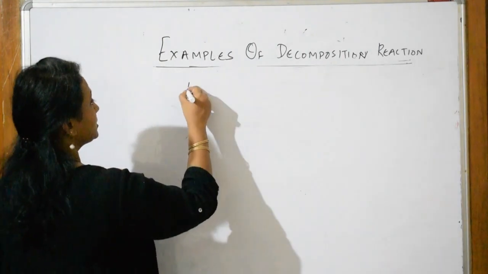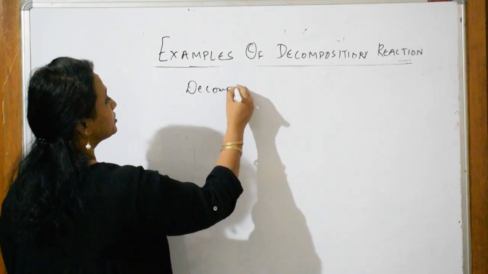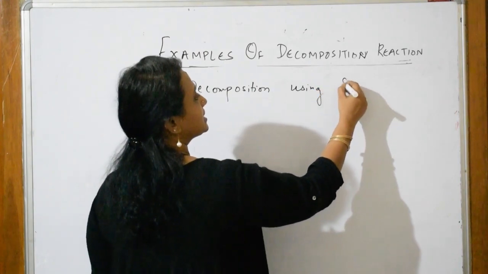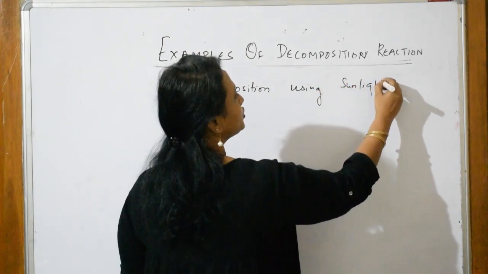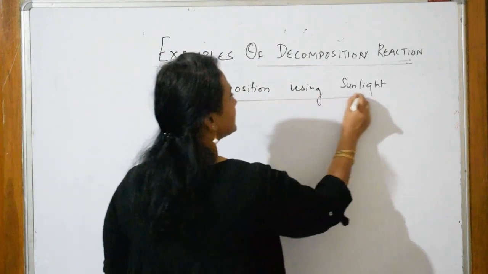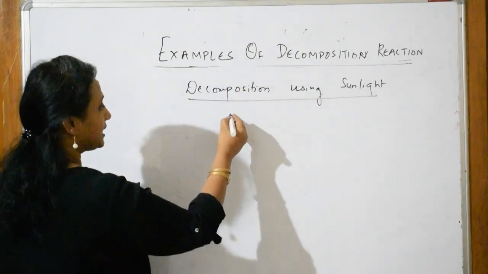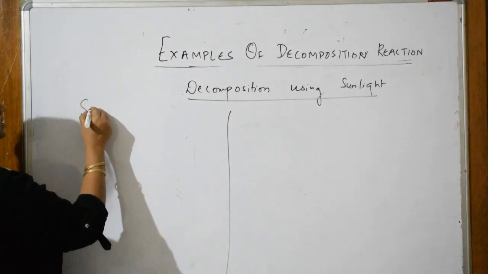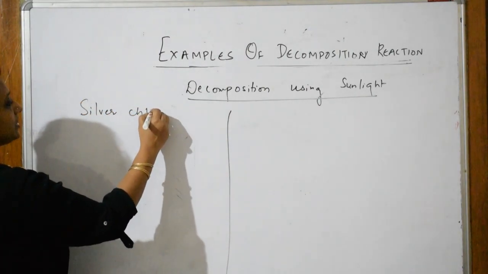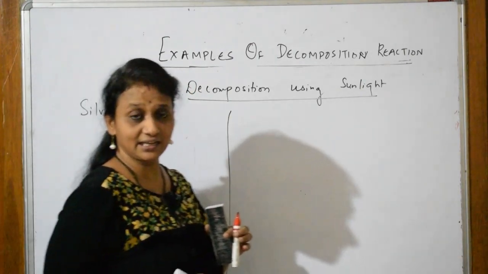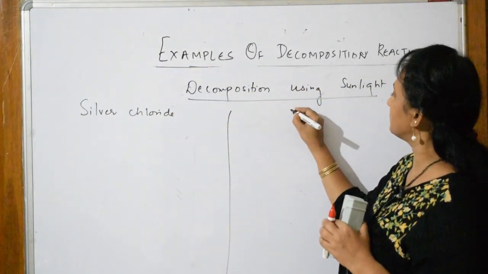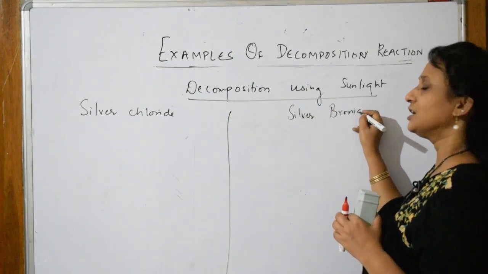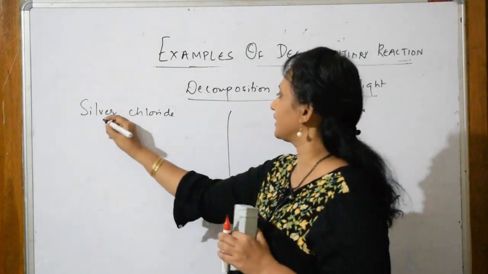So here we'll be studying decomposition using sunlight. For your grade 10 you have two varieties of reactions. Let us write that. First, decomposition of silver chloride, where we'll learn what happens when I decompose silver chloride using sunlight. Next, there is also decomposition of silver bromide. NCERT has not given this reaction, but we will not leave it out. We will write that reaction also.